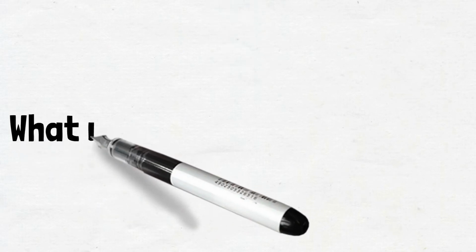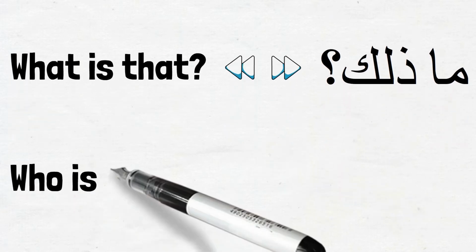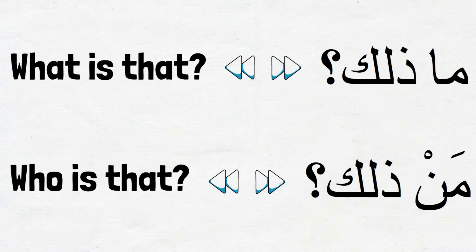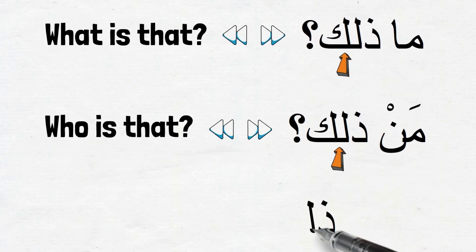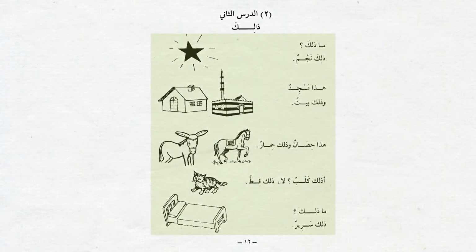To ask what is that, we say ما ذلك. And to ask who is that, we go من ذلك. So ما ذلك and من ذلك. The construction is very similar to ما هذا or من هذا. All we are doing is replacing هذا with ذلك. Also, in answering these questions, we start with ذلك followed by the name of the thing or the person that we are pointing to. Let's practice using this word with examples on page 12.